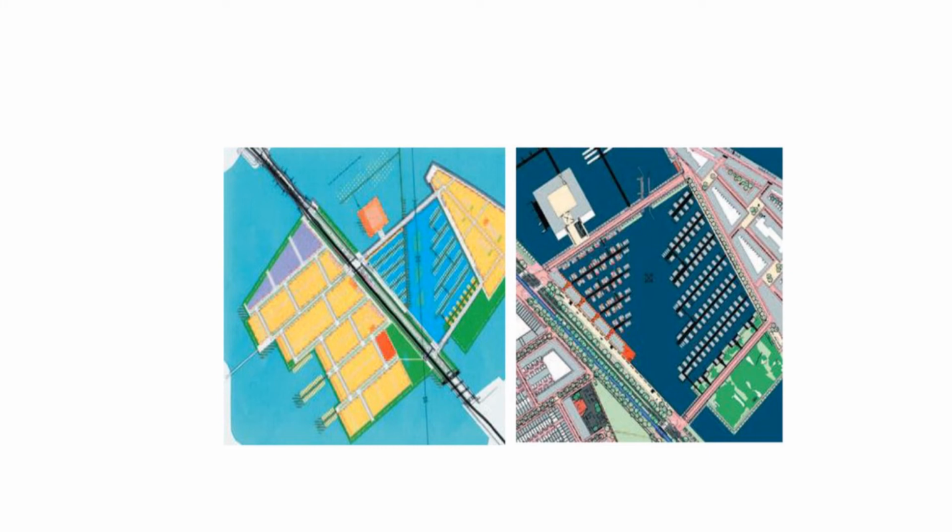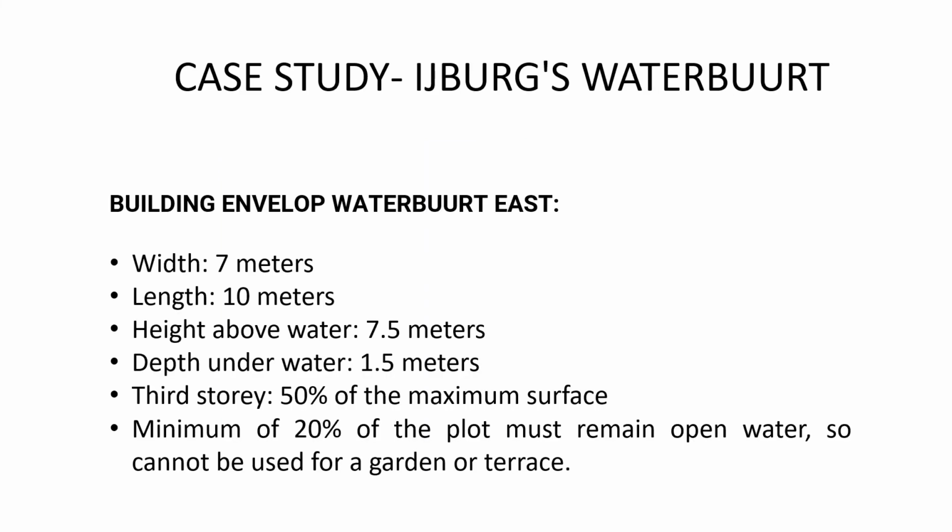If you can see this figure, the plan of the Waterbird floating house. The building involves water but east width 7 meters, length 10 meters, height above water 7.5 meters, depth underwater 1.5 meters, third story 50% of the maximum surface, minimum of 20% of the plot must remain open water so cannot be used for the garden or terrace.